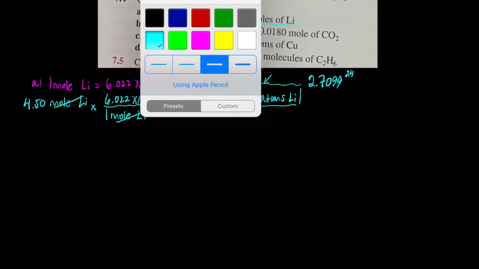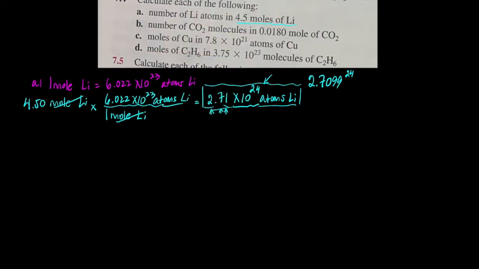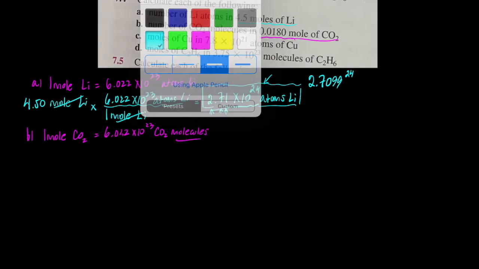In part B, we're dealing with a different substance, molecules of CO2, and we're starting with this many moles of CO2. So 1 mole of CO2, because this substance is a molecule, is equal to this many individual molecules of CO2, okay? There is no abbreviation for molecules. You've just got to write it all out.